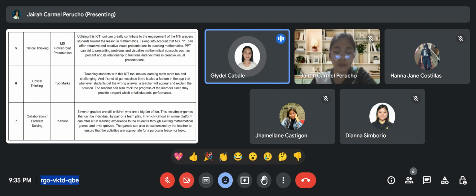Now moving on to grade 7, we have identified two 21st century skills here, which are collaboration and problem solving, utilizing the ICT tool Kahoot.